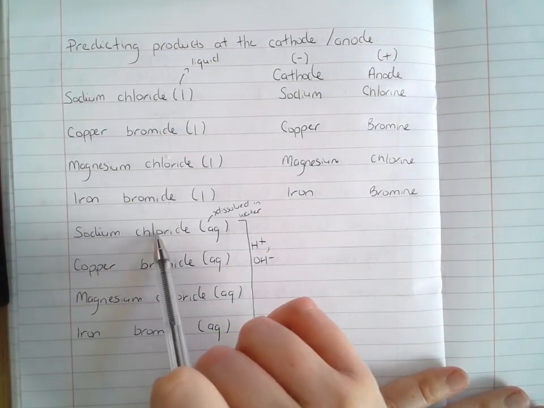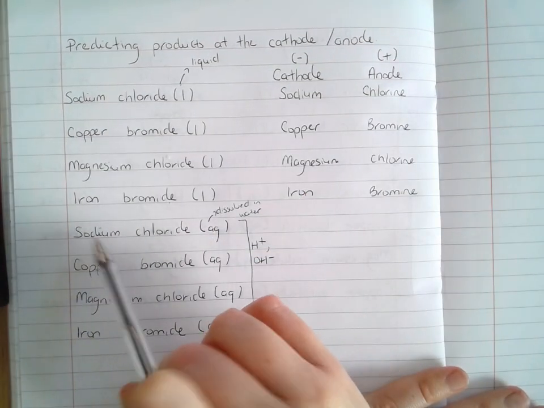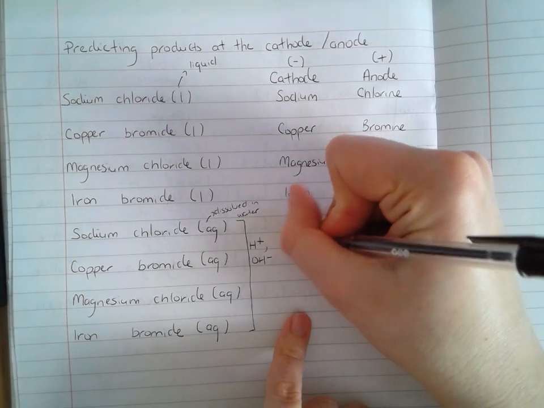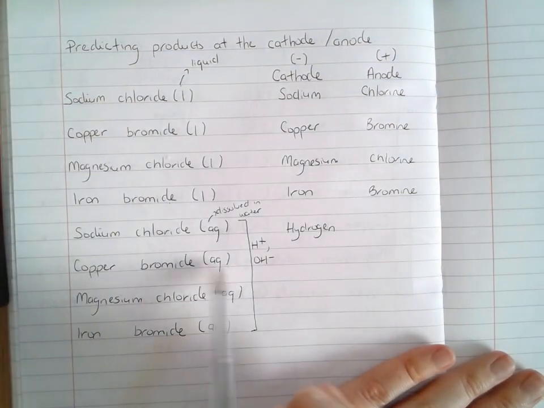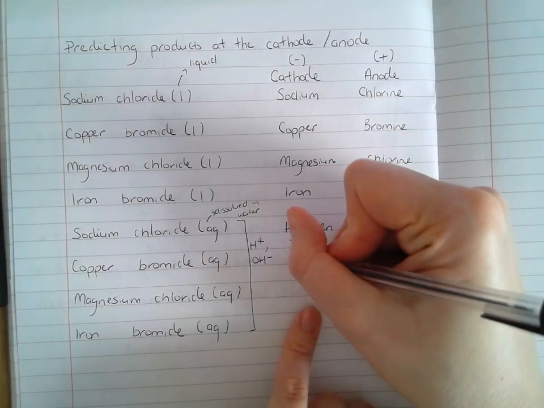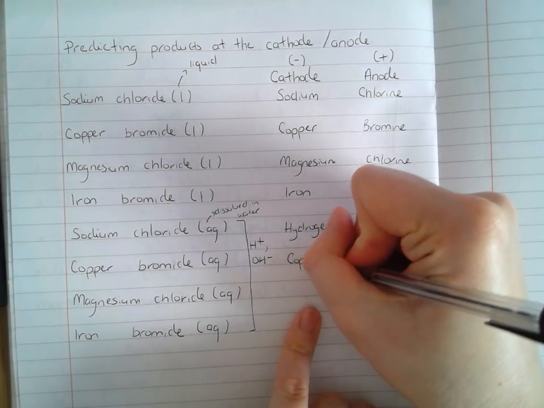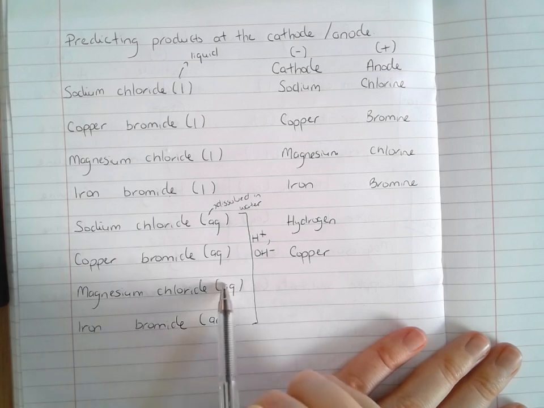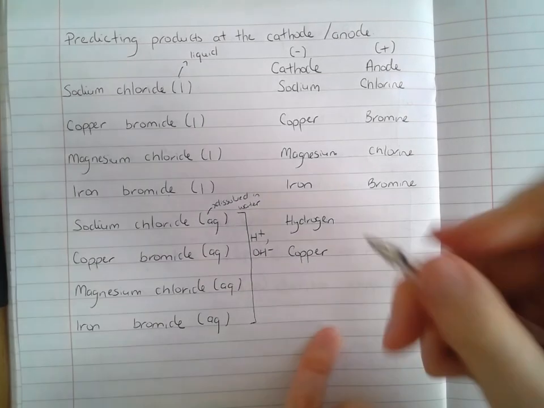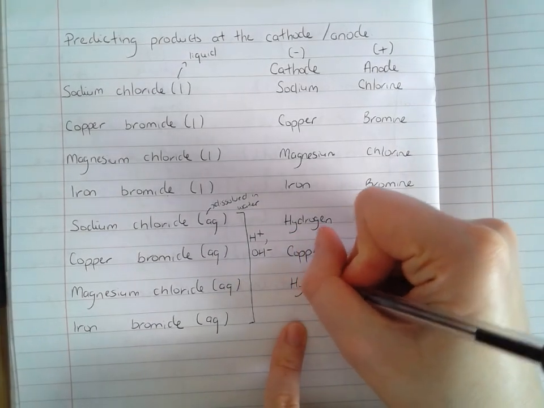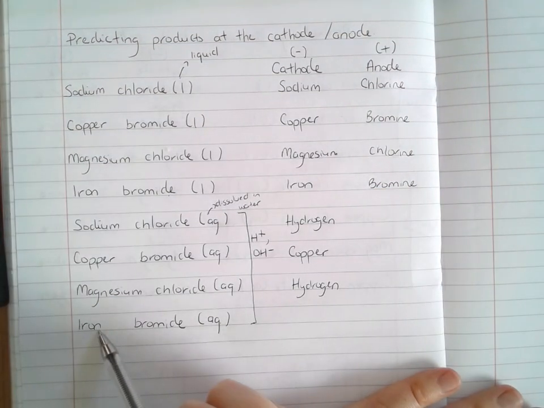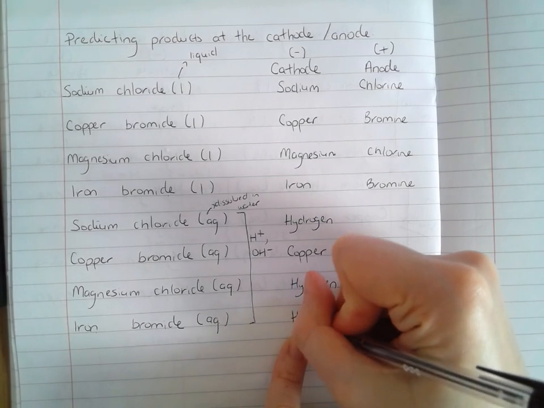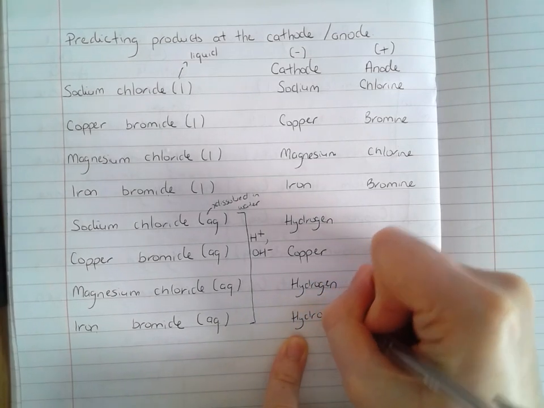In this case, sodium chloride, it's aqueous. The metal is not copper. Hydrogen is going to be my answer. In the next case, it's aqueous. Copper is my metal, so copper will be my answer. In the next case, it's aqueous. Magnesium is not copper, so hydrogen will form. In the last case, it's aqueous. Iron is not copper, so again, hydrogen is going to form.